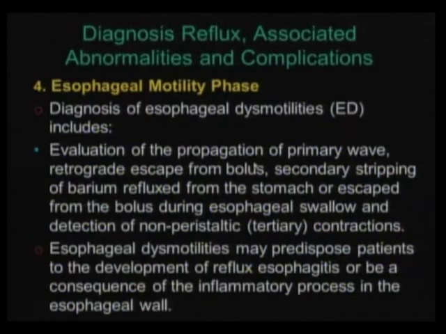So we evaluate the propagation of the primary wave when the patients swallow. Sometimes the retrograde escape from bolus is generated at the transition between the striated and smooth muscles at the level of the aortic knob. We can see if there is a secondary stripping of the reflux barium from the stomach or escape from the bolus in that area.